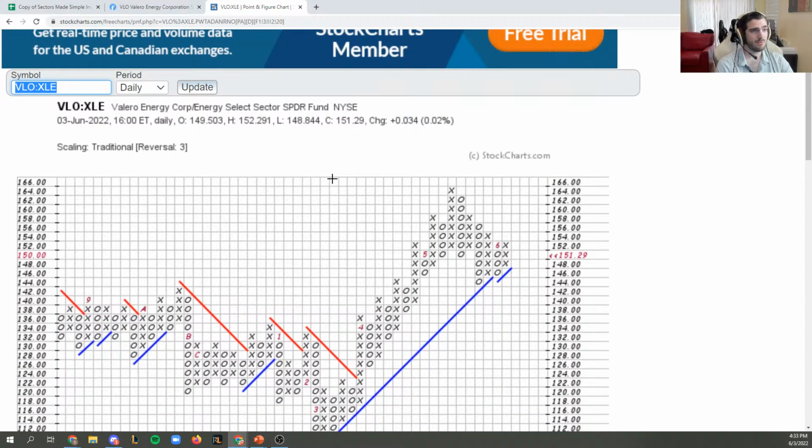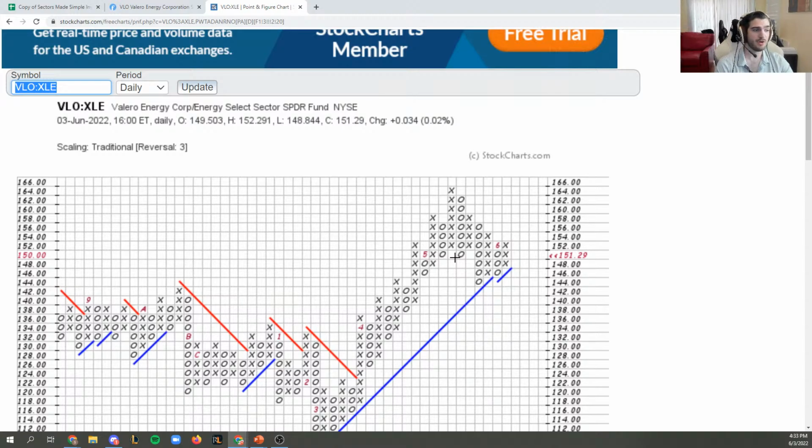Here, we find a little bit different of a story. Again, we are in that short-term positive direction with the current column of X's. But long-term, we see a negative trend. Here we see that the most recent signal that we have is this column of O's below the previous column of O's.